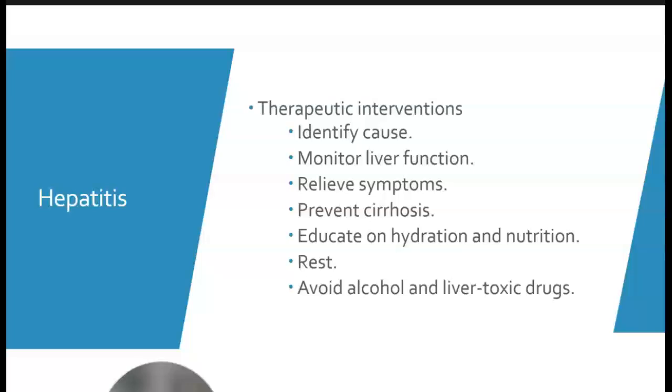Keep their liver functions the best that we can, relieve as many symptoms as we can, so we might be giving them pain medications, we might be giving them some supportive care, increasing fluids, they might have IVs, and we're just trying to prevent that chronic hepatitis from going into cirrhosis. So we want to make sure that they're eating appropriately, getting plenty of protein, because remember, protein is the building block to making healthy tissue. So we have to have enough protein to build our tissue back. So we're going to talk to them about hydration and nutrition, make sure that they're resting, and avoid any kind of alcohol or liver toxic drugs.